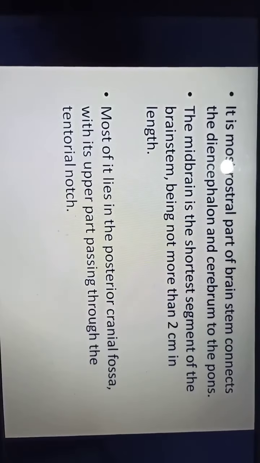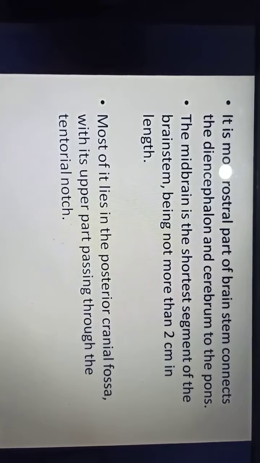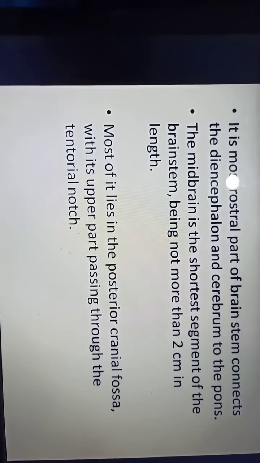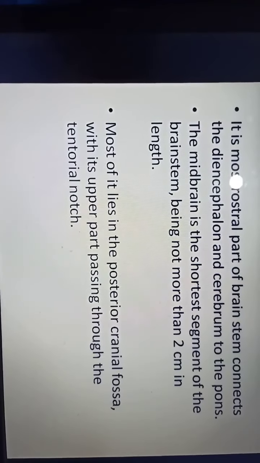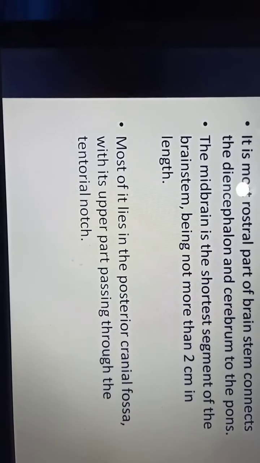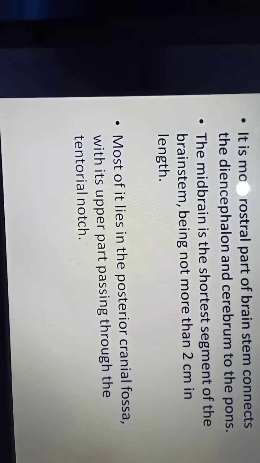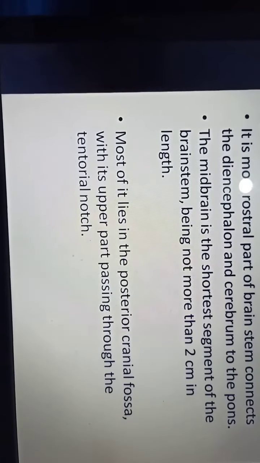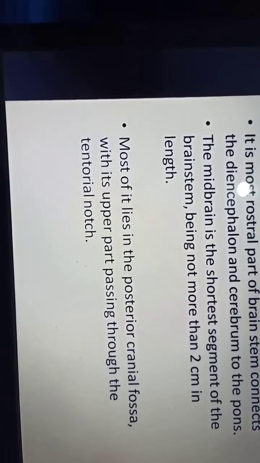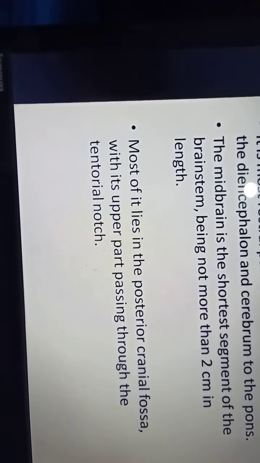Midbrain is the most rostral part of the brain stem. It connects the diencephalon with the cerebrum to the pons. The midbrain is the shortest segment of the brain stem, being not more than 2 cm in length. Most of it lies in the posterior cranial fossa, with its upper part passing through the tentorial notch.